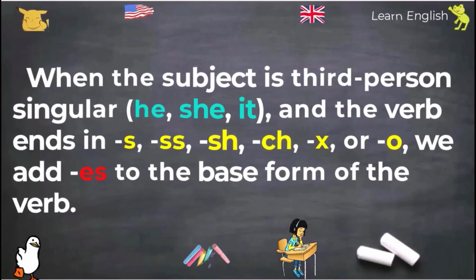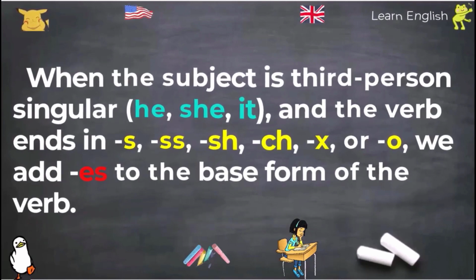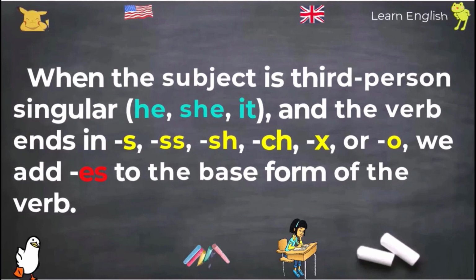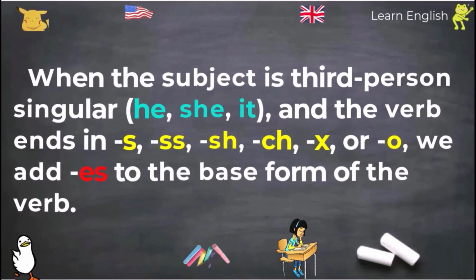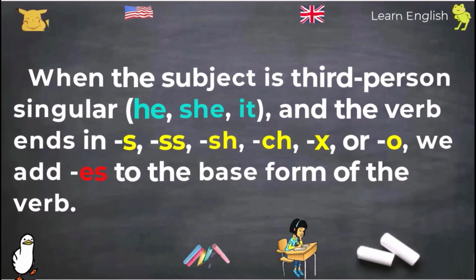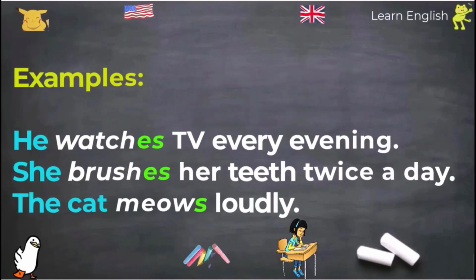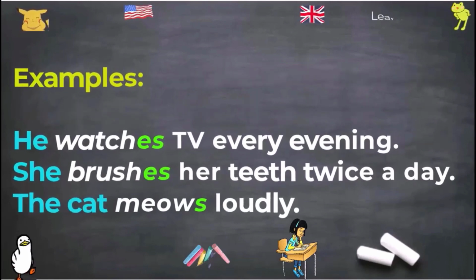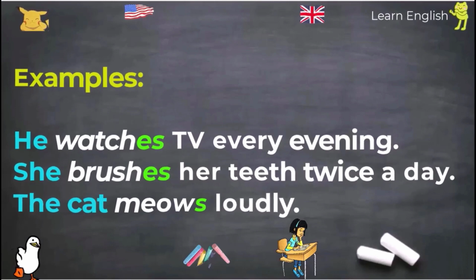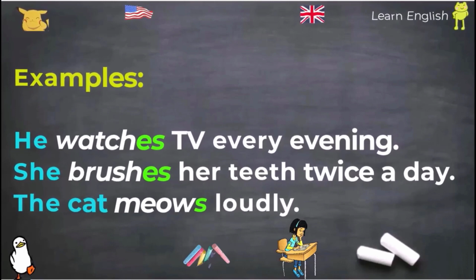When the subject is third person singular, he, she, it, and the verb ends in s, ss, sh, ch, x, or o, we add es to the base form of the verb. Examples. He watches TV every evening. She brushes her teeth twice a day. The cat meows loudly.